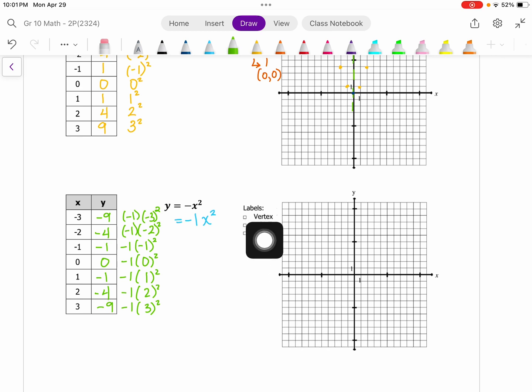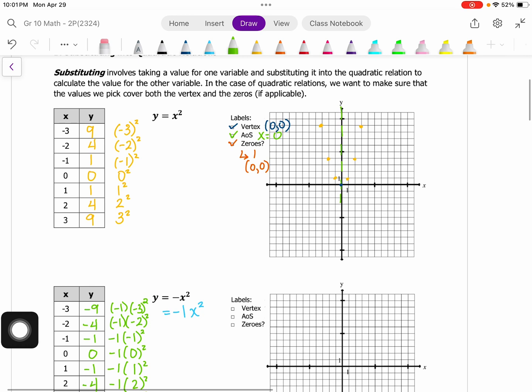So we're going to see it going up and down. Our vertex will be the same, our axis of symmetry will be the same, and our zeros are the same. But in this case, our parabola is going to open down and have a maximum, whereas in the first one, our parabola was opening up and had a minimum, which was the vertex.